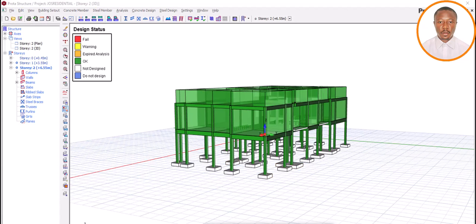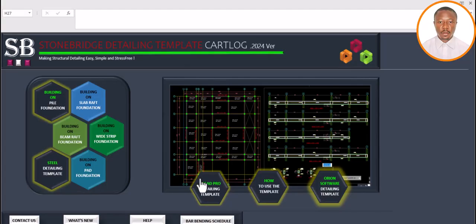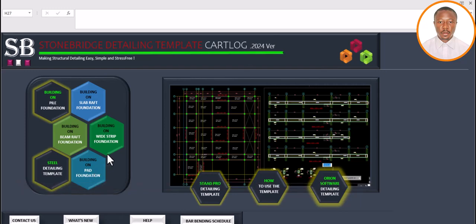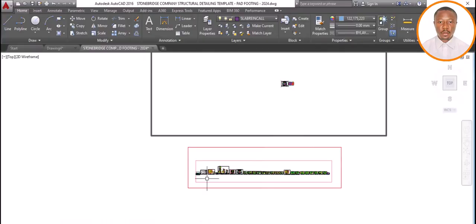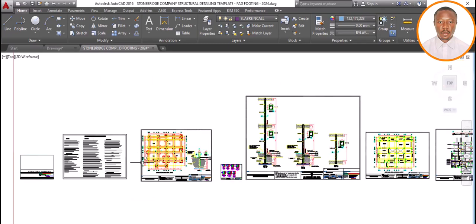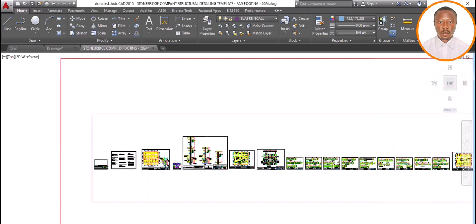Now, if you look at our software called STONEBRIDGE, we click on this pad foundation, because our building is on pad. Since it's on pad, we want to detail based on the sample given to us by this software. When you click on this, this is what we are going to have, something like this. If you want to understand all of this, try and watch the part 1 of slab detailing of this particular structure.